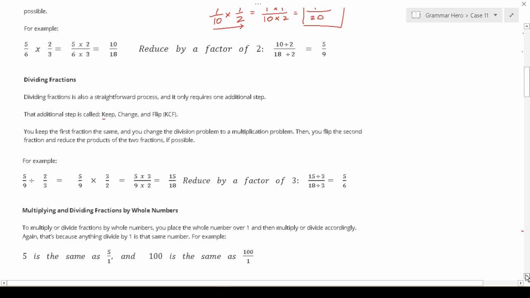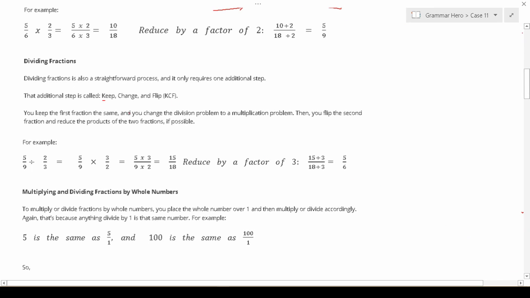Dividing fractions, it turns out, is just as straightforward as multiplying fractions. That said, there's one additional step you need to be aware of, and I like to refer to that additional step as keep, change, flip. Dividing fractions is the same as multiplying fractions; you just have to set up your problem. What keep, change, flip refers to is you keep the first fraction the same, you change the sign from division to multiplication, and then you flip the second fraction and multiply accordingly.